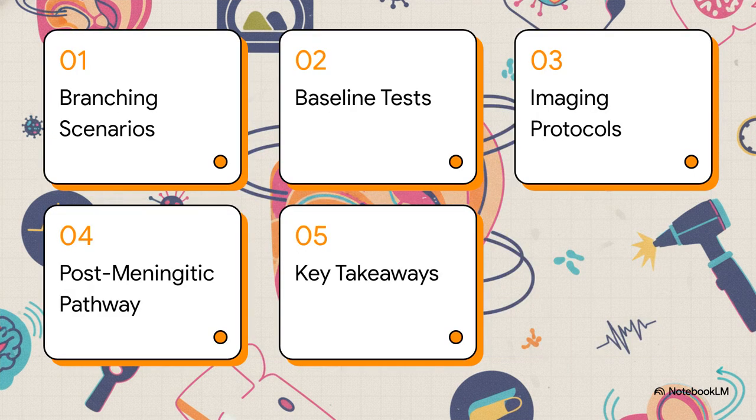To give you a quick map of where we're heading in this explainer, we'll start with branching scenarios, look at baseline tests, dive into imaging protocols, tackle the highly urgent post-meningitis pathway, and then wrap up with our key takeaways.